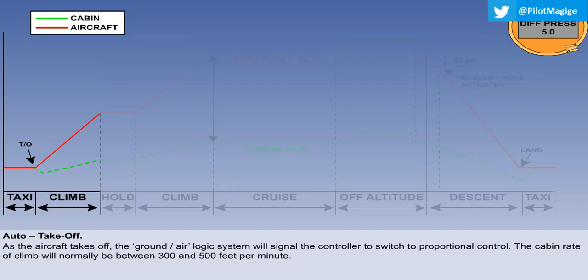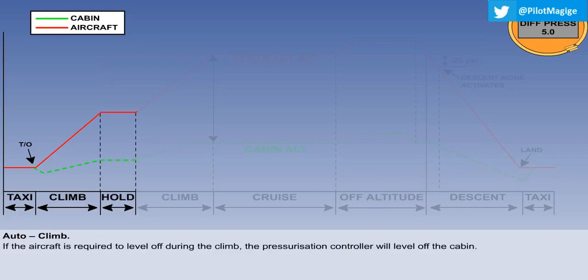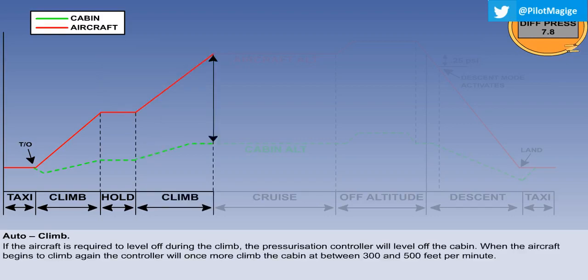The cabin rate of climb will normally be between 300 and 500 feet per minute, with a maximum limit of 500 feet per minute. If the aircraft is required to level off during the climb, then the pressurization controller will sense this and level off the cabin. When the aircraft begins to climb again, the controller will once more position the outflow valves to control the rate of change of cabin altitude, in proportion to the rate of climb of the aircraft. The cabin rate of climb will again normally be between 300 and 500 feet per minute.